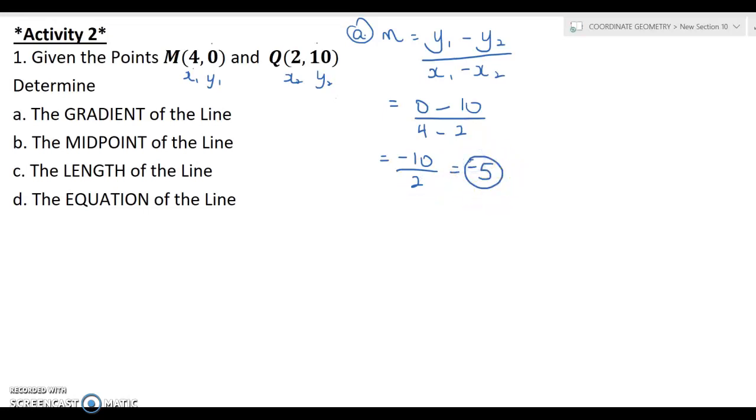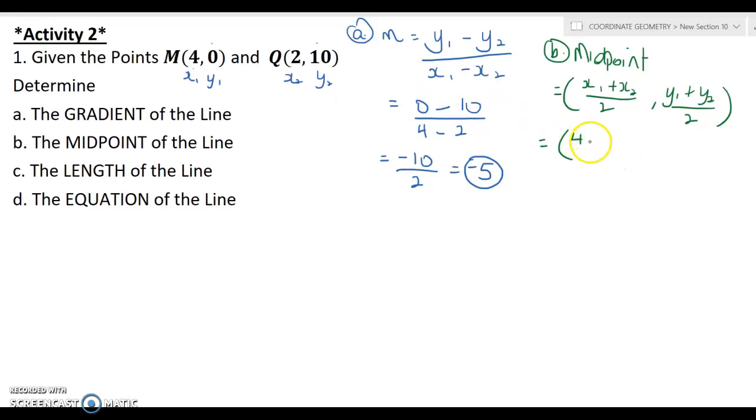So the next part we're going to do is part B, which is to find the midpoint. So the midpoint, again, you just need to remember the formula. So that's (x1 plus x2) divided by 2, comma, (y1 plus y2) all divided by 2. So x1 is 4 plus x2, which is 2, comma, y1, which is 0, plus y2, which is 10, all divided by 2. And then just simplify. 4 plus 2 is 6, 0 plus 10 is 10. So your final answer will be 6 divided by 2 is 3, comma, 10 divided by 2, which is 5. So the coordinates of the midpoint are (3, 5).